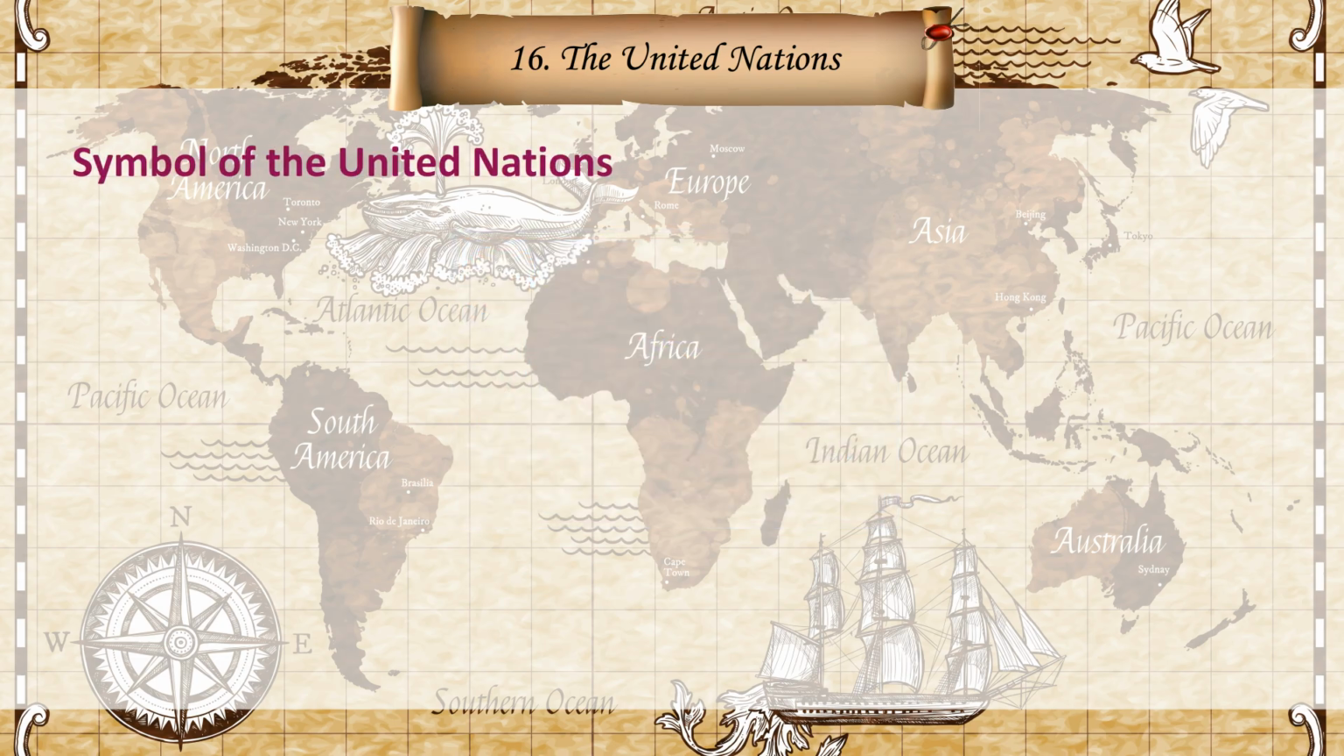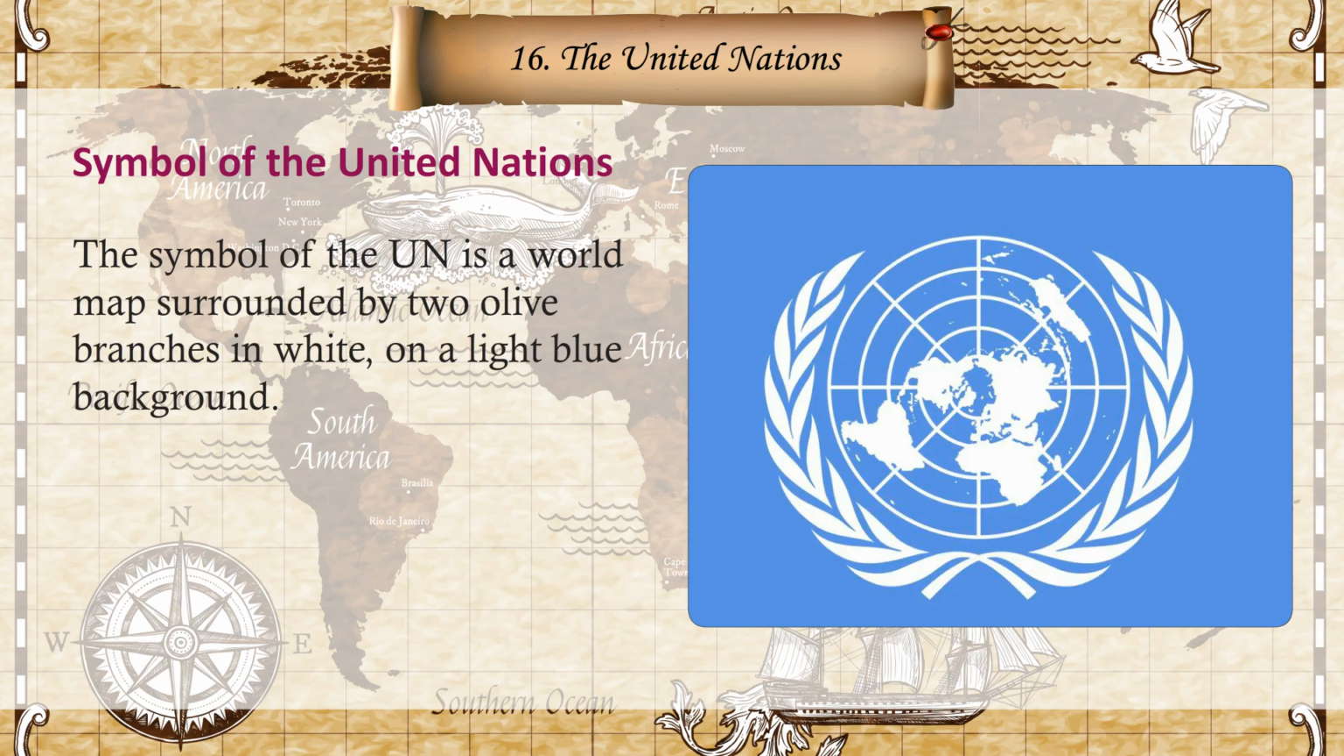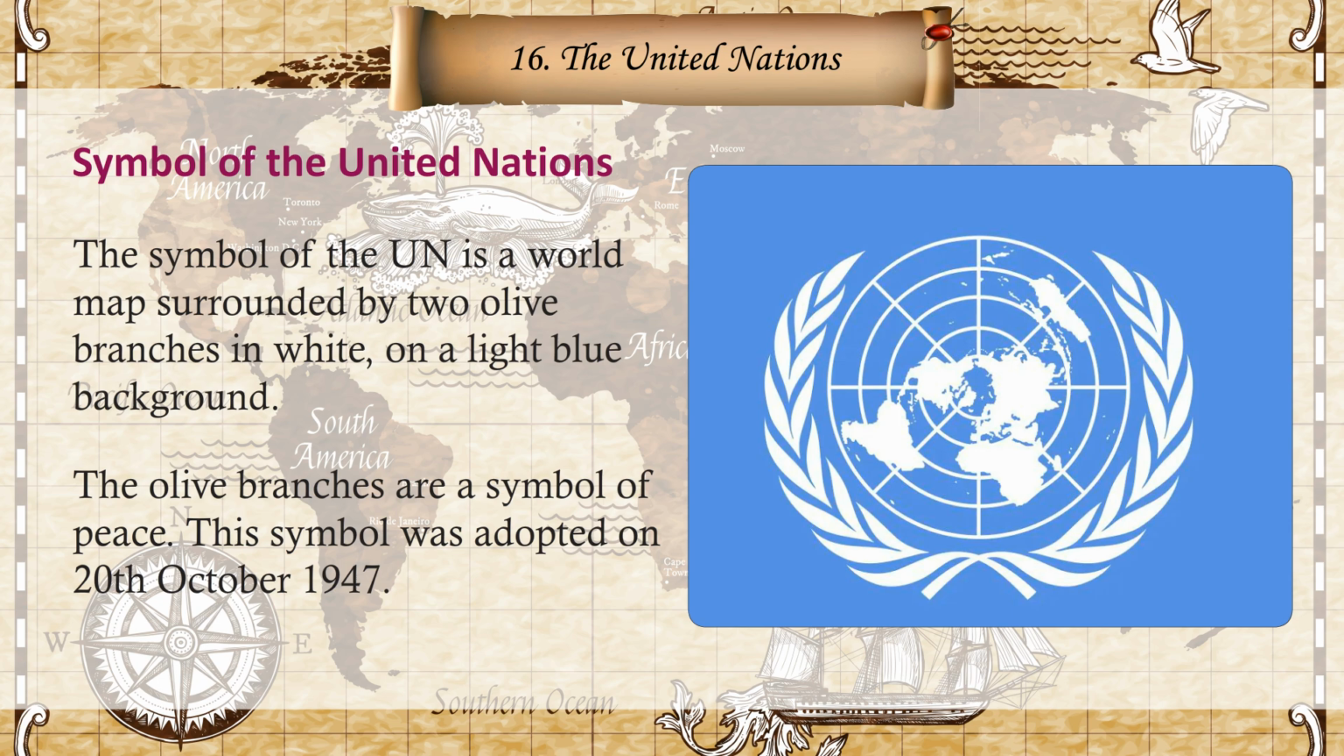Symbol of the United Nations. The symbol of the UN is a world map surrounded by 2 olive branches in white on a light blue background. The olive branches are a symbol of peace. This symbol was adopted on the 20th of October 1947.